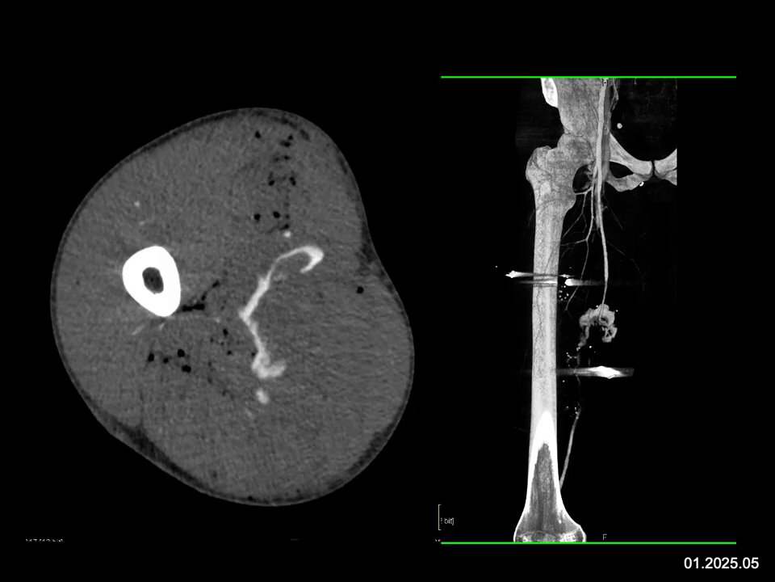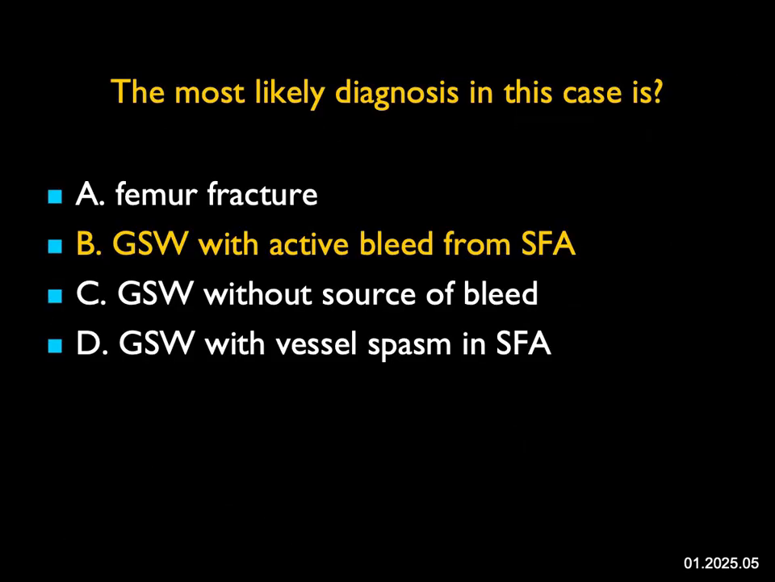Best diagnosis, it's not a femur fracture. We don't necessarily see one. It's not going to be a gunshot wound without the source of bleed because I can see the SFA and where it's stopped. Now, occasionally you can see stoppage of a vessel like the SFA in a gunshot wound due to spasm, but this is not spasm because you can see the active bleeding very nicely on the axials on the 3D mapping. So the best answer is B, a gunshot wound with active bleeding from the SFA, and this patient went to surgery.